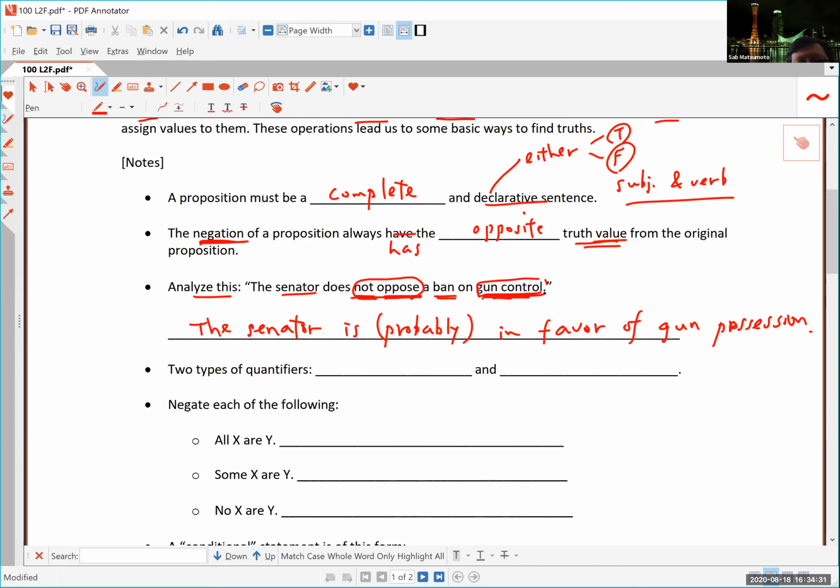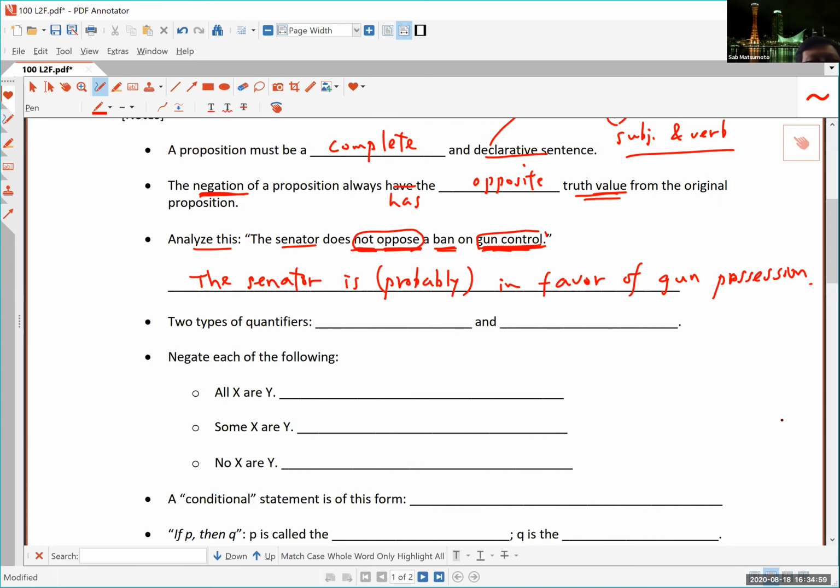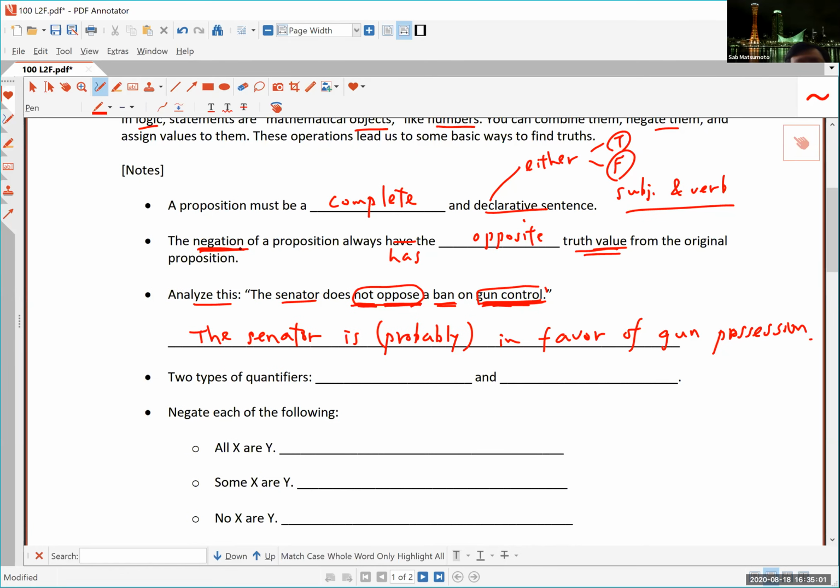Okay? Now remember, gun control is to try to restrict the possession of guns, and so a ban on gun control would be to free up people to have guns, right? So this senator supports not having any kind of control on guns, and so the senator is probably in favor of the freedom to own and sell and purchase guns. So even if we're talking about a simple negation, and we'll practice this in a moment, negatives could be quite confusing. All right, so watch out for double, triple, and quadruple negatives.